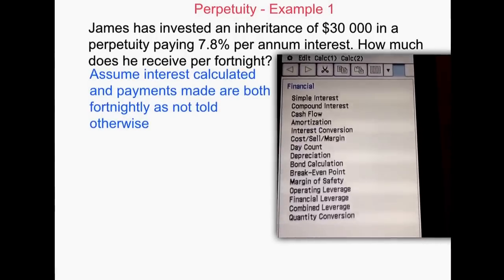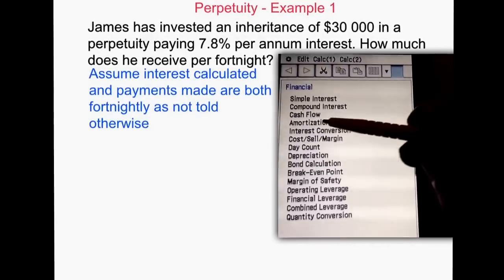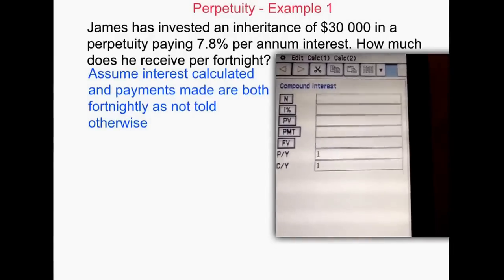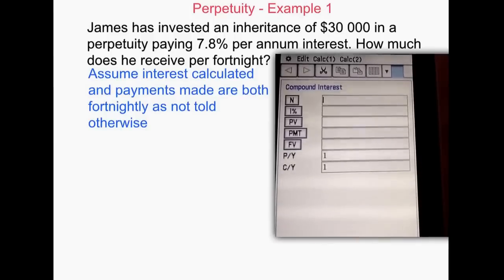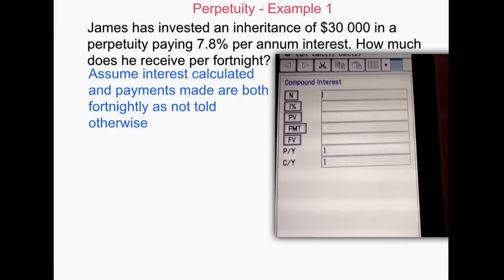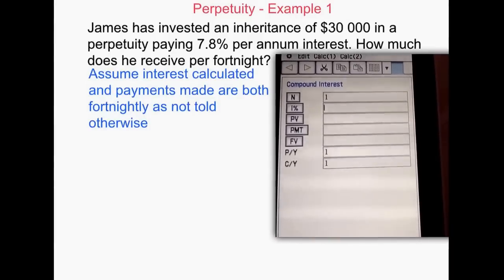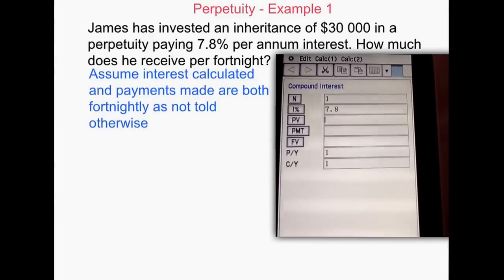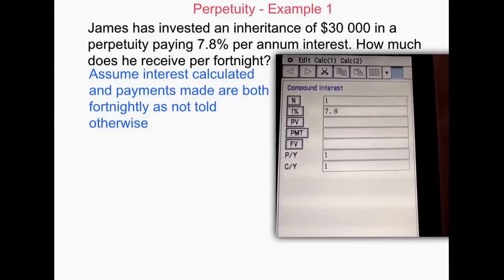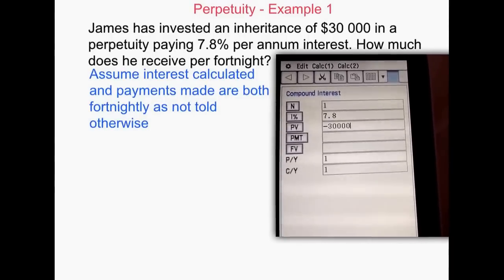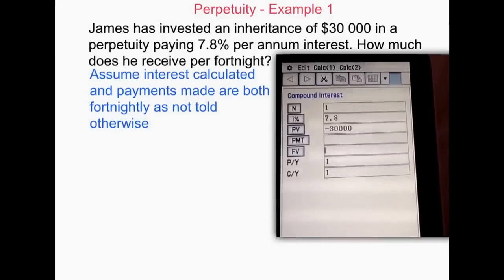We can also solve this problem on our TVM solver. If you haven't already got it on compound interest, which you probably have, click compound interest. What we're trying to find here is the repayment amount, so that's PMT. It doesn't matter what value we put in for N, let's just call that 1. I is the interest rate per annum, that's different to in the formula, so 7.8. PV is the investment, which is $30,000, and I'm making it negative because we're putting that money in. PMT is what we're trying to find out.